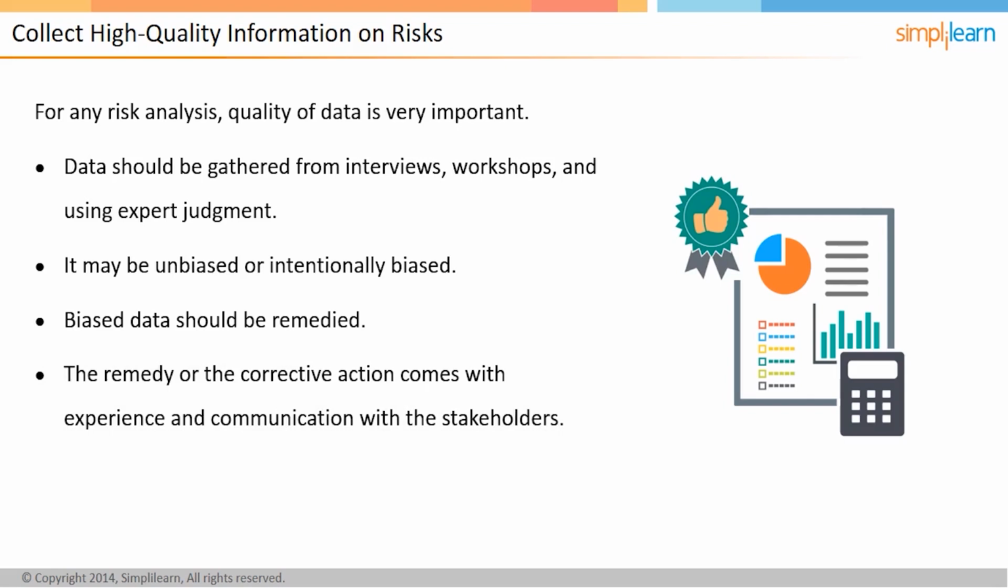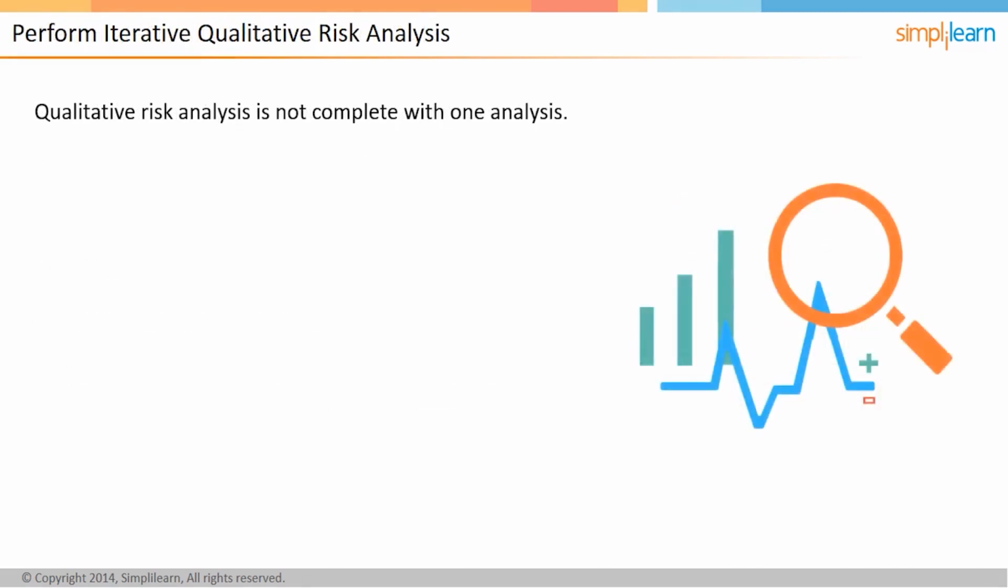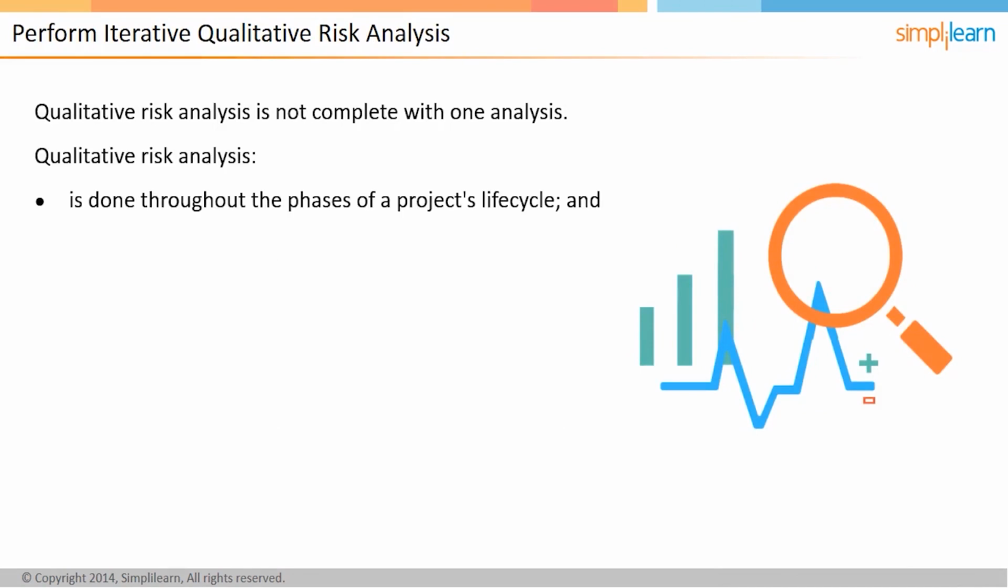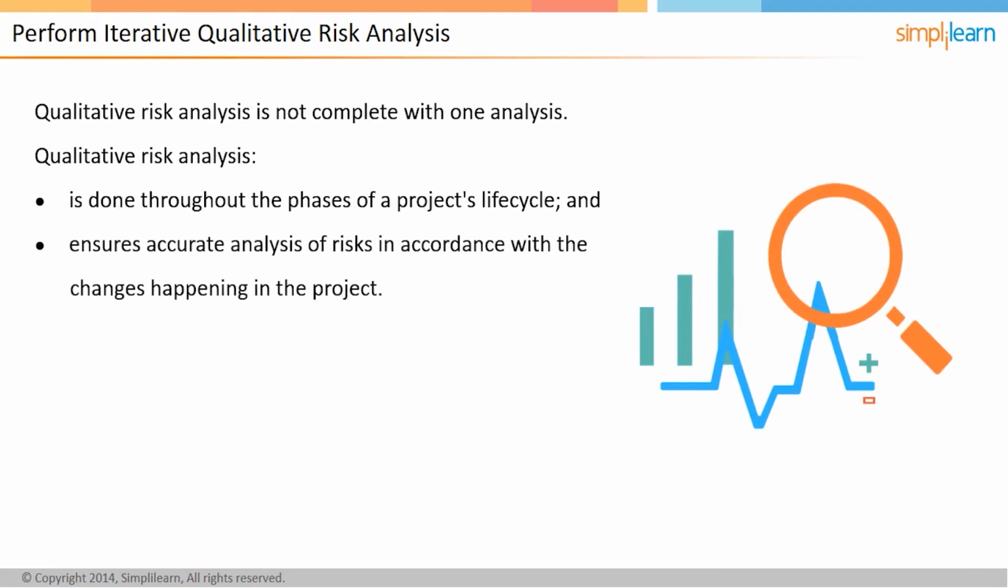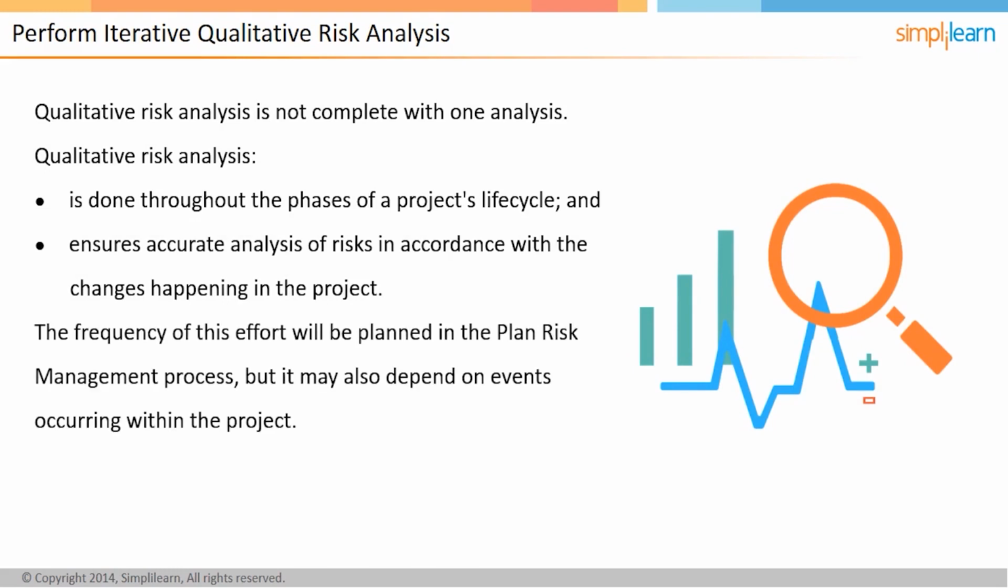In the next screen, we will discuss the last critical success factor, which is performing iterative qualitative risk analysis. Qualitative risk analysis is not complete with one analysis. It is done throughout the phases of a project's life cycle. This ensures accurate analysis of risks in accordance with the changes happening in the project. The frequency of this effort will be planned in the plan risk management process, but it may also depend on events occurring within the project.